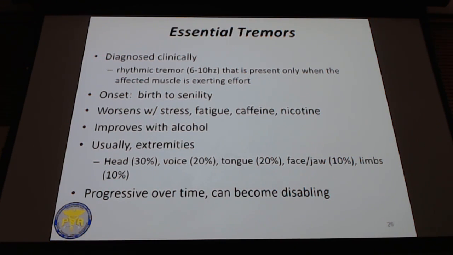You can see there, cradle to grave, so anybody can get it. Worse with stress, fatigue, caffeine, and nicotine, right? So that sounds like our patient population, like your typical infantry person. Usually improves with alcohol, like we said, and then usually you're going to see this in the head, voice, tongue, face, jaw. It's usually in the head, right?